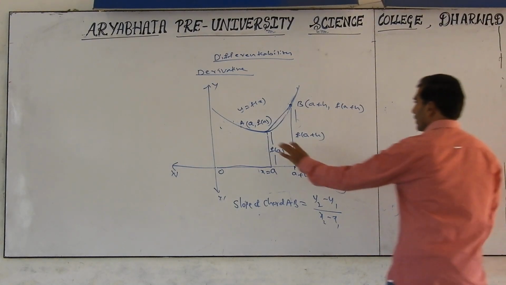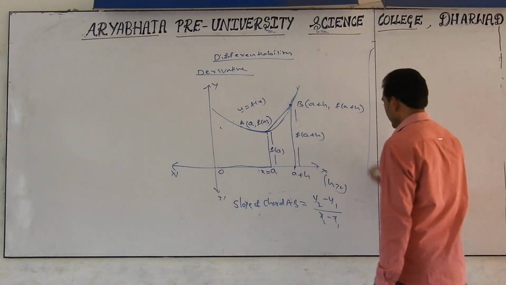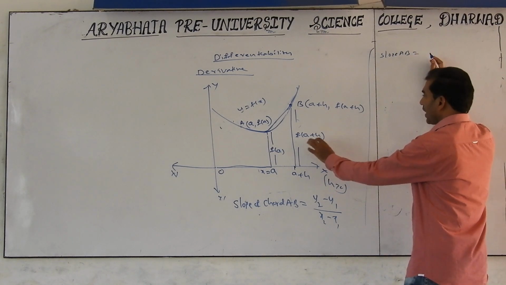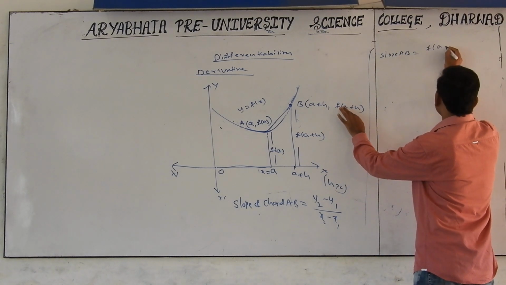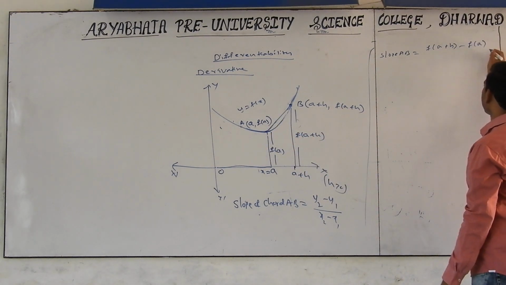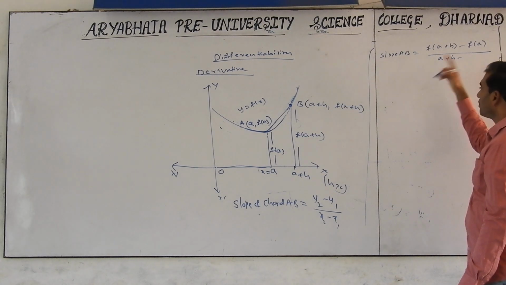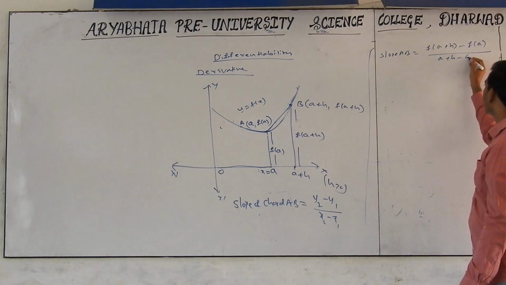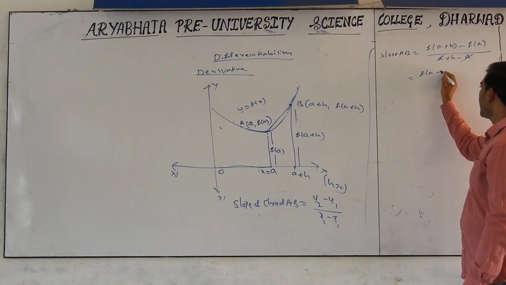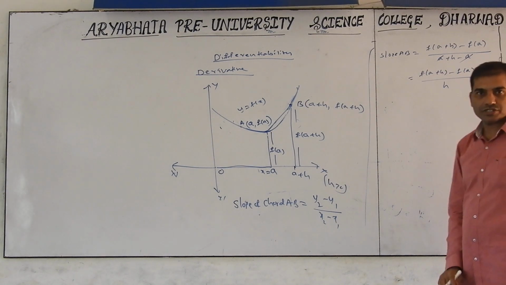This is x1, y1. This is x2, y2. Tell me the slope of AB. Slope of AB is equal to (y2 minus y1) by (x2 minus x1), which is f of (a plus h) minus f of a, divided by (a plus h) minus a. This gets cancelled. So it is equal to f of (a plus h) minus f of a by h.